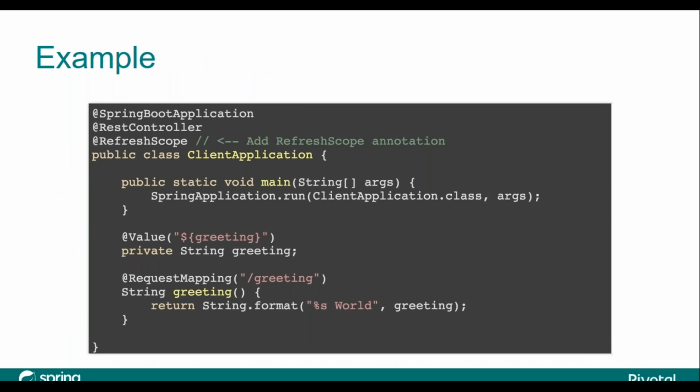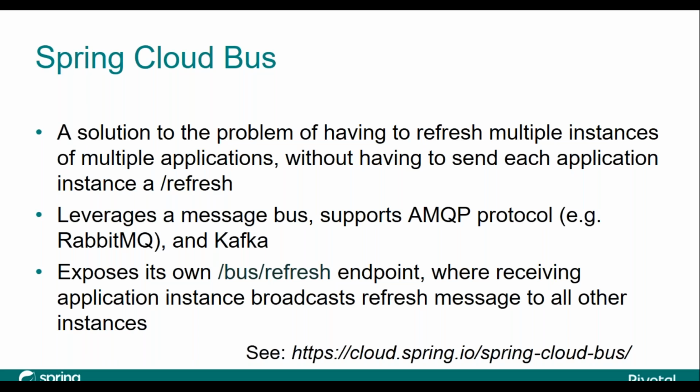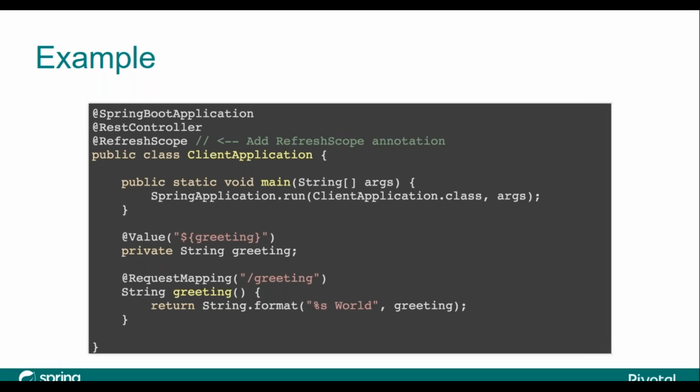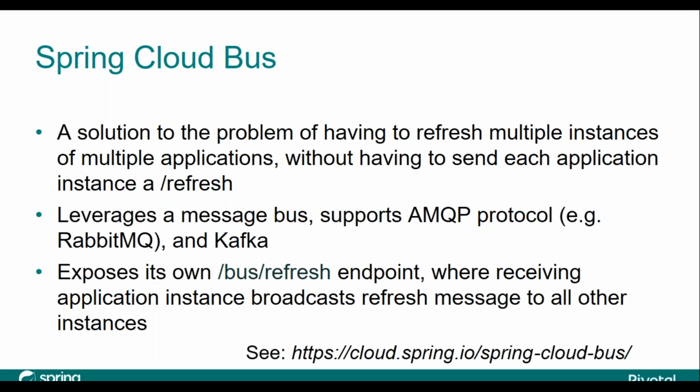Then the next interesting thing I'd like to talk about is, if you have thousands of instances, like I have 1,000 client applications that have been scaled out, each time you cannot hit that particular refresh endpoint. For that, you're going to come across a new project called Spring Cloud Bus. Here is a solution to the problem of having to refresh multiple instances of multiple applications without having to send each application instance a refresh request.